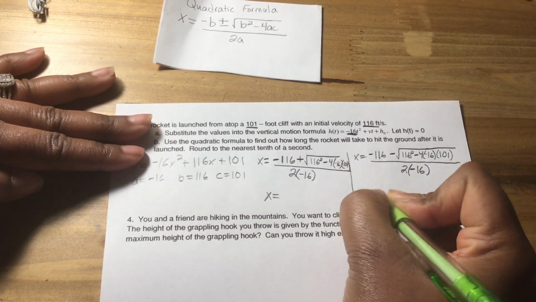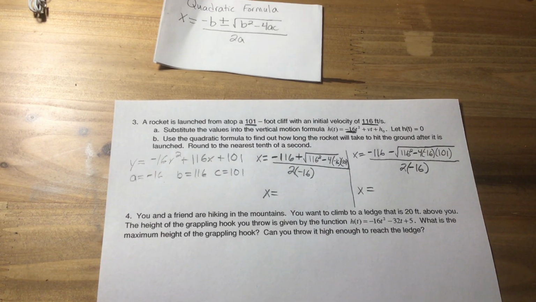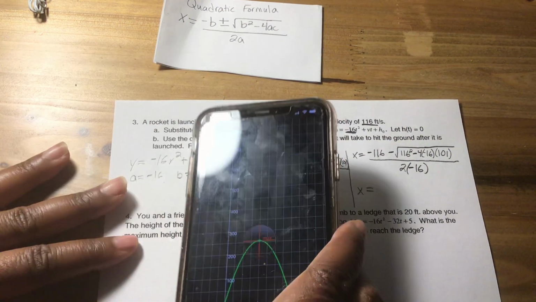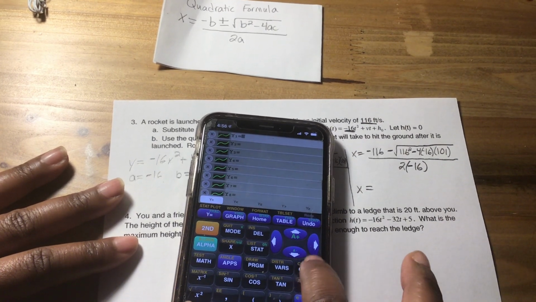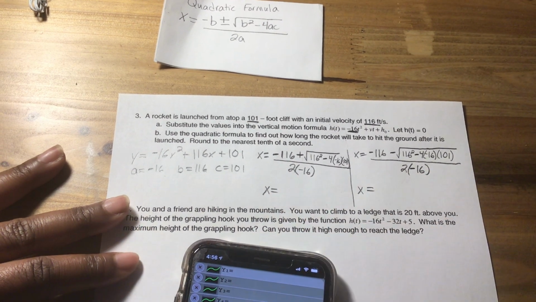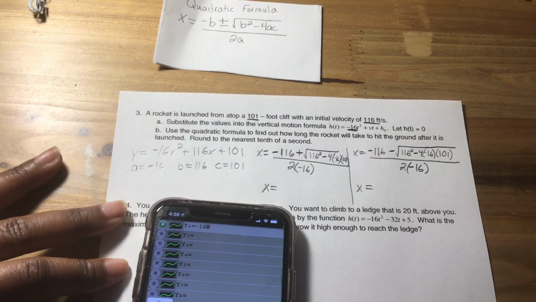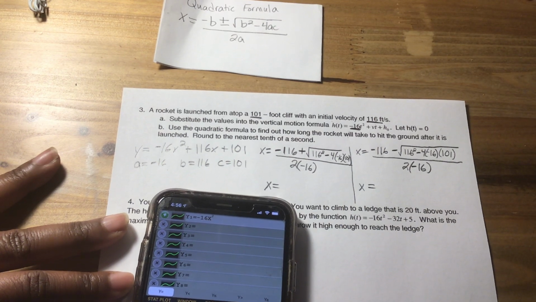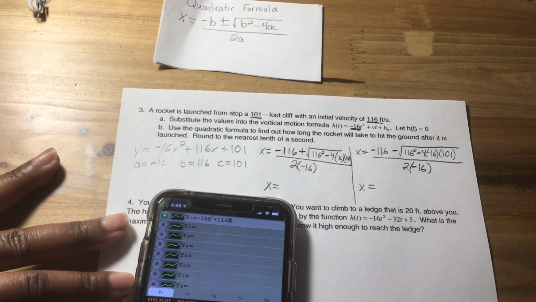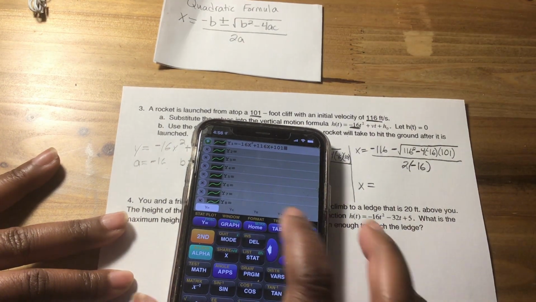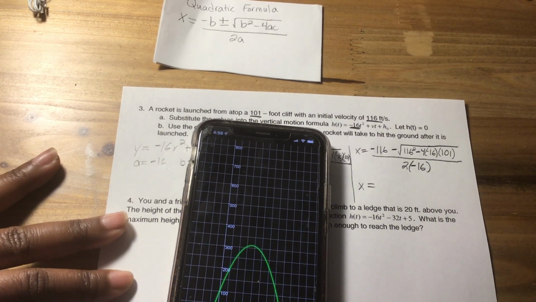I'm going to have to cut it short because I don't have as much time on these videos as I would like. So we're going to go back to our graph. Clear what you have, and we're going to check it to make sure that it's right. Let me tell you what it should be. We got -16 X squared plus 116 X plus 101. And when we graph it, this is what that looks like.